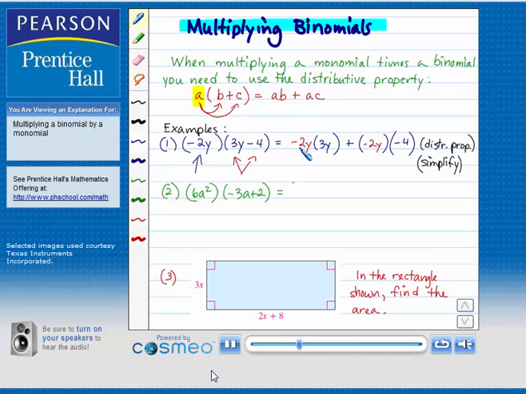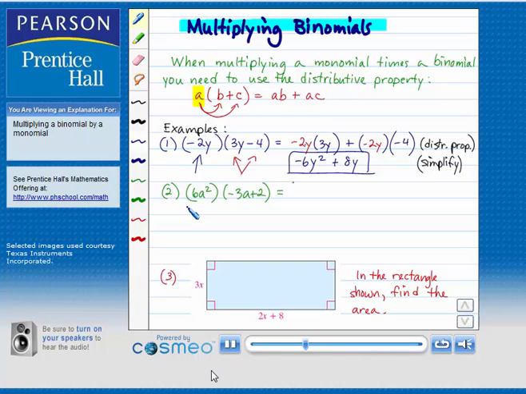Let's use blue. Negative 2y times positive 3y. Negative times positive is negative. 2 times 3 is 6, so negative 6y squared. Y to the first times y to the first, y squared. Now I have a negative 2y times a negative 4, and that's going to be positive, right? Negative times negative is positive, so positive 8y. And those are not like terms, so those cannot be combined. So there's my result.